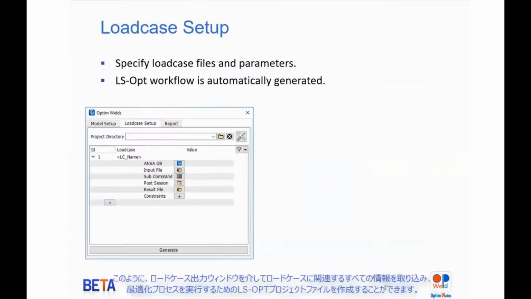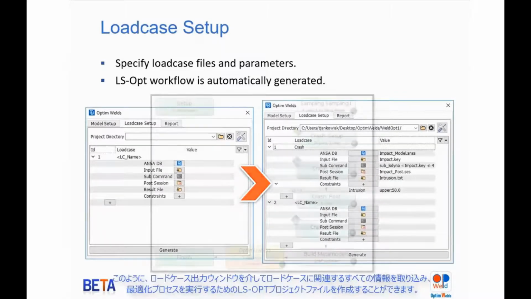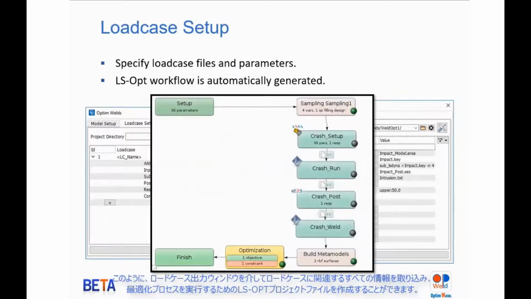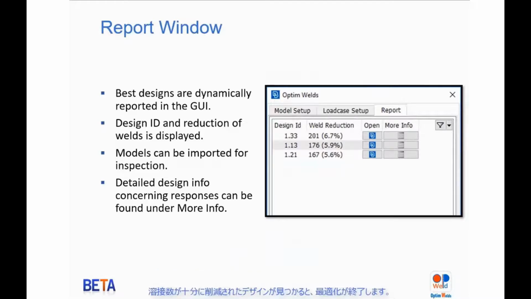Like I just showed, the load case setup window is used to take all of the relevant load case information to generate an LSOPT project file, which will drive the optimization process. While the optimization is running, the best designs will be dynamically shown in the report window. This window will only show the designs that pass all constraints, as well as give a reduction in the number of welds in that design compared to the baseline. Once a design is found that gives a satisfactory reduction in welds, the optimization can be stopped.